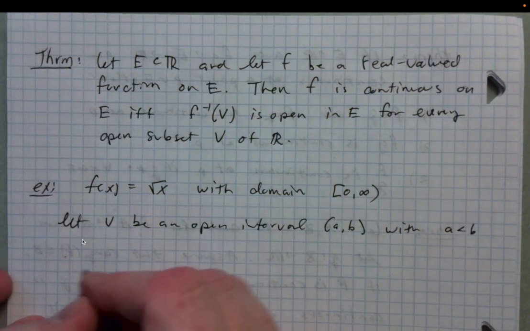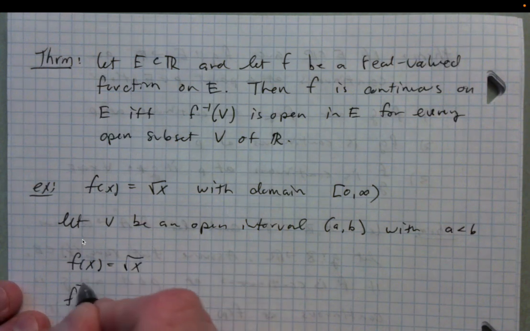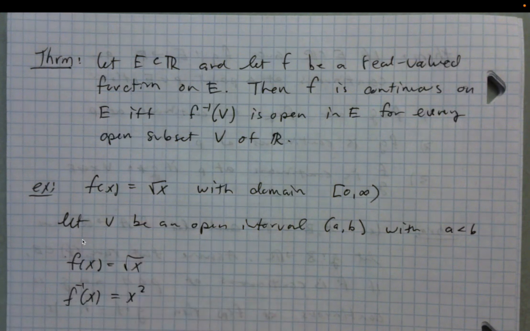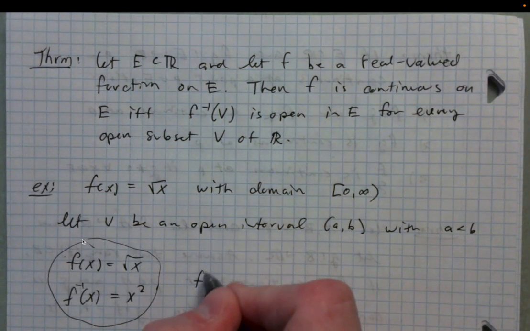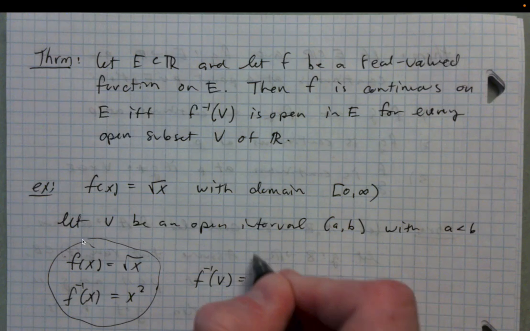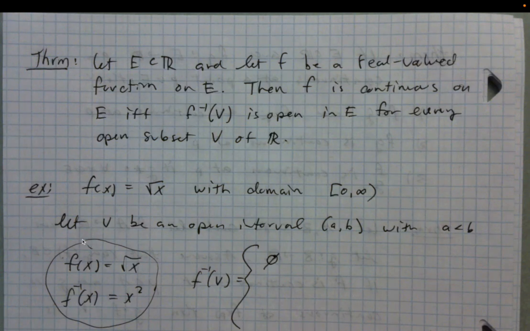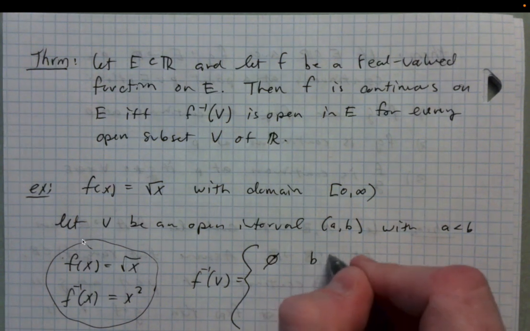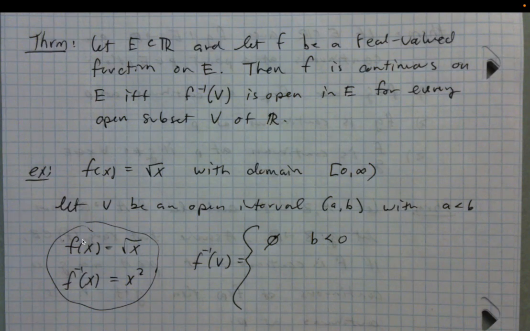Okay, and so think about, we've got f of x equals the square root of x, and so f inverse of x, you can just kind of do this work off to the side, we know is x squared. So kind of off to the side here, just keep this in mind. So what is the inverse here? Well, it's empty. The inverse image is empty if b is less than 0. Okay, clearly, right? Because the function is not defined there.